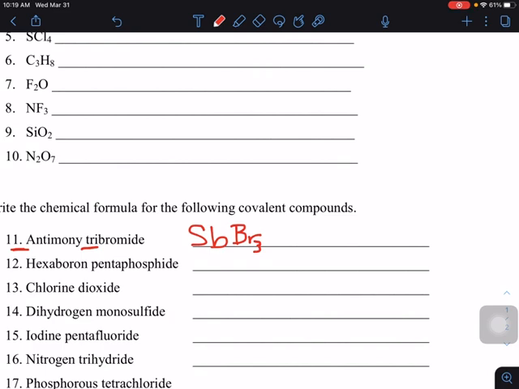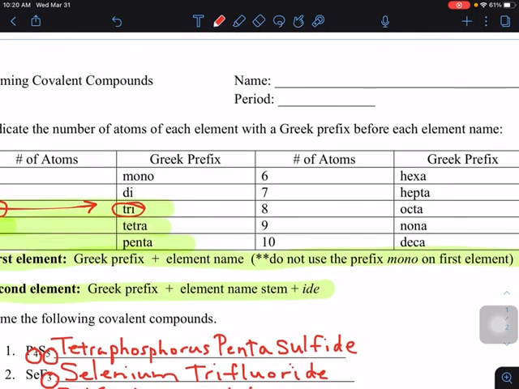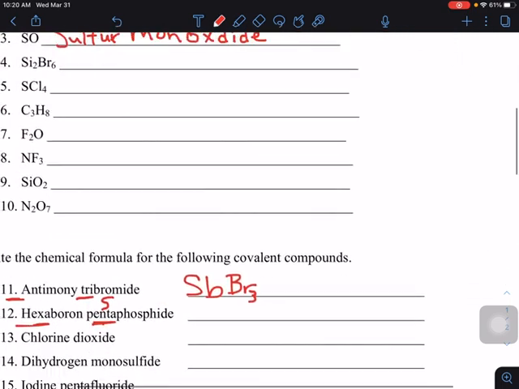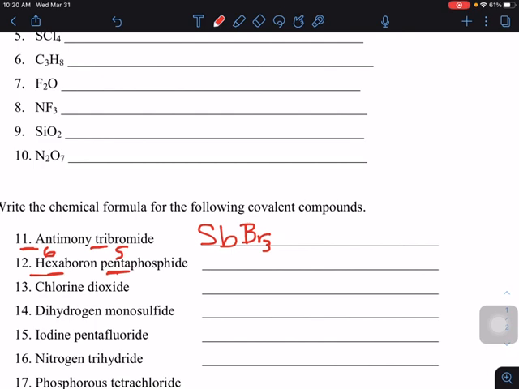The next one here, we've got hexa as a prefix and penta. And we've already seen that penta is 5. And we can go up here and say, okay, 6 is hexa. So we're going to be using hexa, 6 is right there. So boron has a symbol of B, and we have 6 of them, so we use a 6 subscript. And phosphide is phosphorus, so we'll put the P for the phosphorus, and there are 5 of them, so we use a 5 subscript. B6P5.